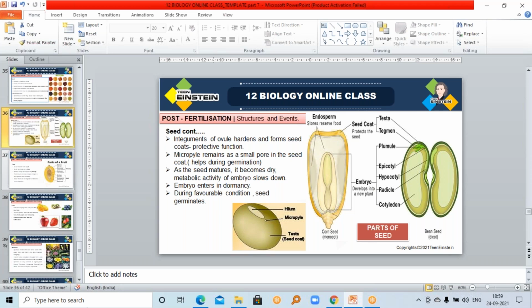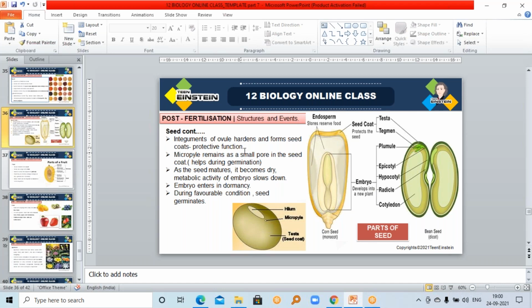Okay. And the metabolic activity of the seed also will reduce. And slowly that seed will enter into a dormant stage, or it enters into dormancy. While sowing and while storing, it will be in a dormant stage. And when it is getting sufficient water and oxygen, or a favorable condition, it will germinate.